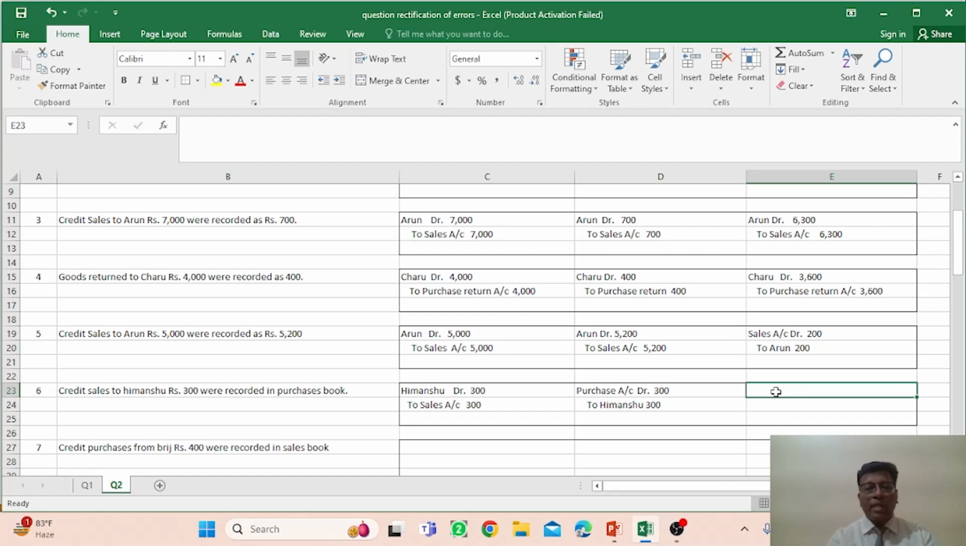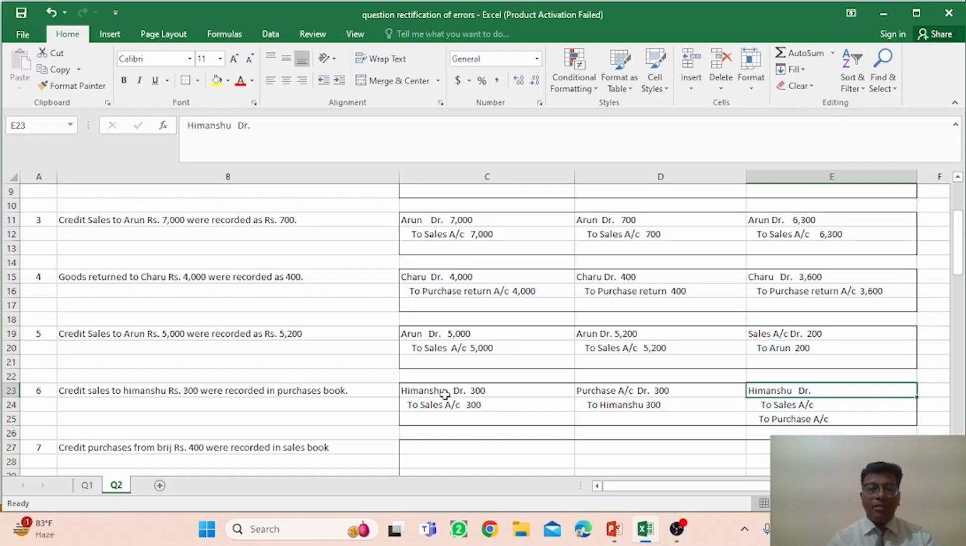So now in order to rectify this entry, you have to make Himanshu debit, right? And sales account, which was not written over there, but it should have been written in the books or in the journal entry. So now you have to make to sales account. And the purchase account was debited wrongly. Now what is the option you have? You have to make this account credit, okay, to purchase account. Now you have to pay your attention towards the amount which is to be entered in the rectified entry.